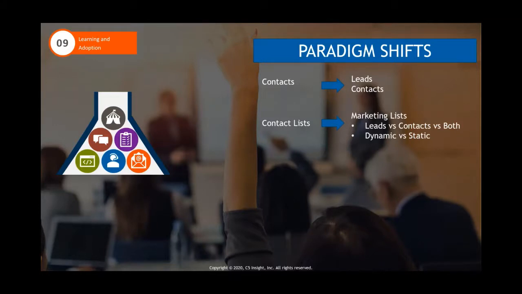Contact lists. Marketers probably have ways of creating lists, segments, categories of those contacts, so they don't reach out to every contact every time they send something out. They've got some way of creating sublists.